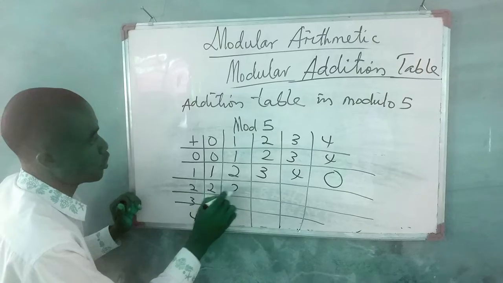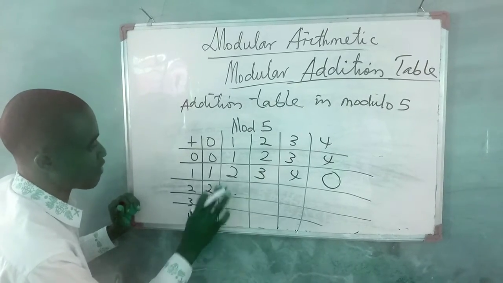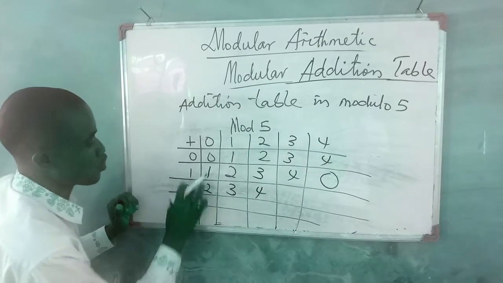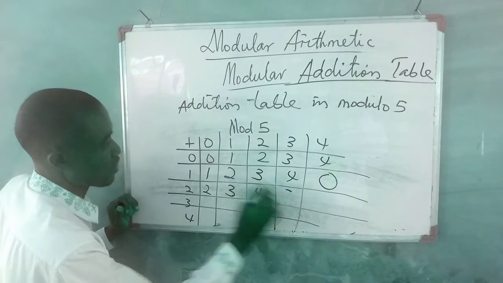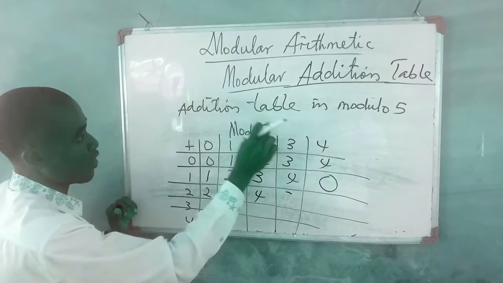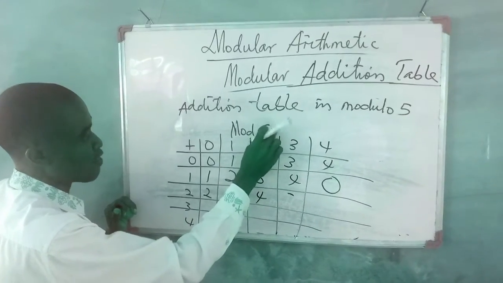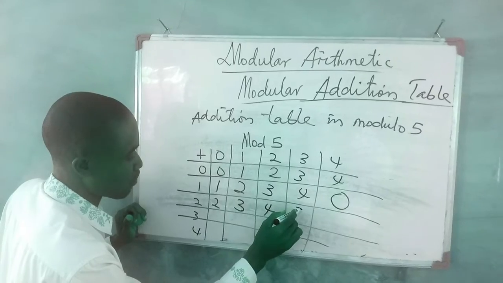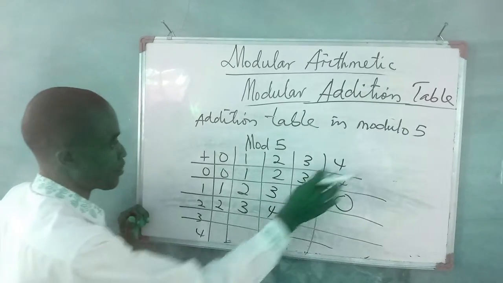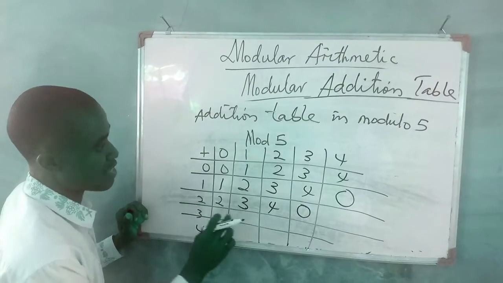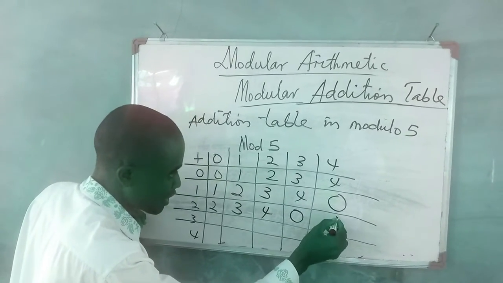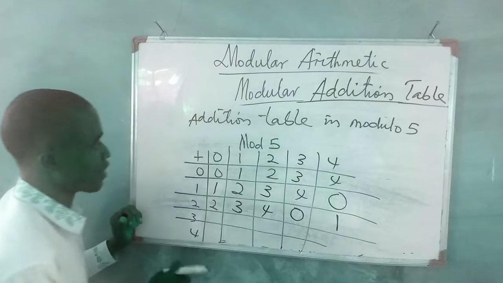Now 0 plus 2, 2. 1 plus 2, that gives us 3. And then 2 plus 2, giving us 4. 3 plus 2, giving us 5. You cannot keep that 5 because all the elements, the members of the modulo, should be less than that modulo. So 5 goes into 5, 1 time, remainder 0. 4 plus 2, 6. 5 going into 6 how many times? 1 time. Only the remainder is what we are keeping here.